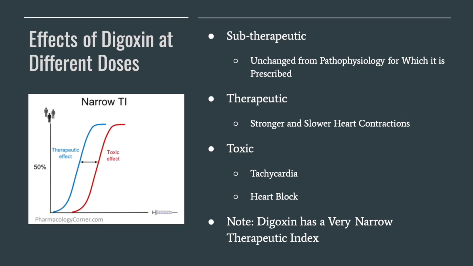At toxic levels, you can have bradycardia, where the contractions are too far apart via the same mechanism as a therapeutic effect, or heart block, because the heart is unable to propagate action potentials in the hyperkalemic environment.